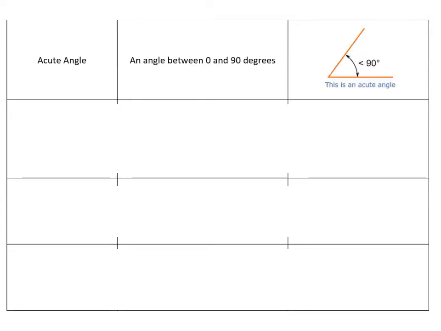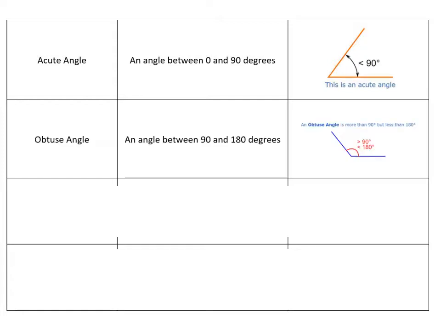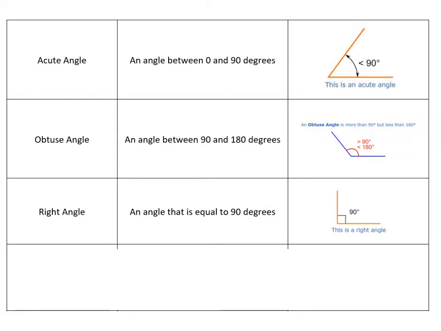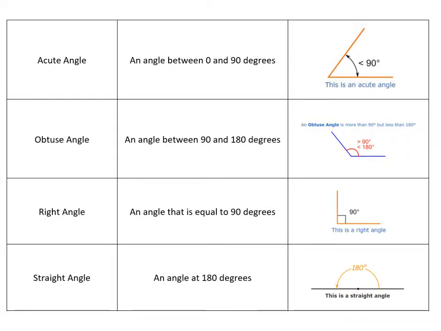Some review of geometry, just some of the terms. An acute angle is an angle between 0 and 90 degrees. An obtuse angle is between 90 and 180 degrees. A right angle is exactly 90 degrees. A straight angle is exactly 180 degrees. That's why it looks like a straight line. That's why it's called a straight angle.